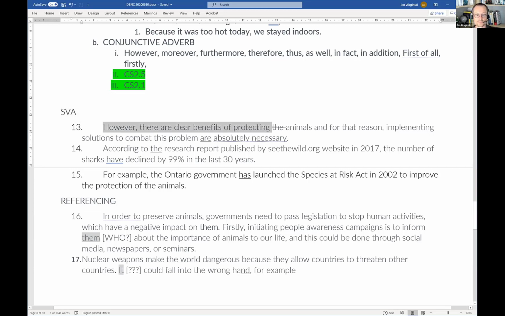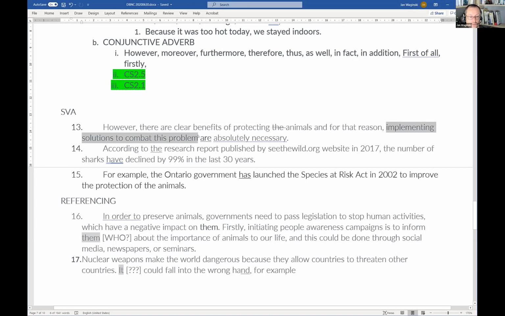Okay, however, there are clear benefits of protecting animals, and for that reason, implementing solutions to combat this problem are absolutely necessary. What's the problem with are? Is the problem because of one problem? No, implementing. This problem is singular. The subject is implementing. What is the full subject of the verb are? Implementing solutions to combat this problem.